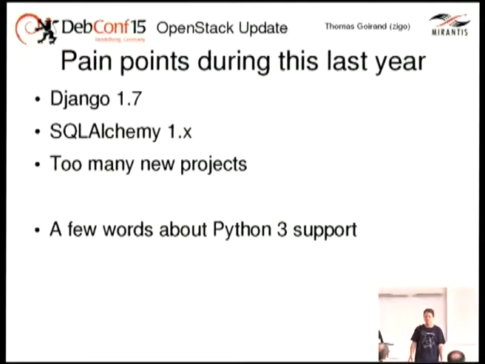So a few pain points that I had to face during this last year. Before the release of Jessie, Raphael upgraded Django to version 1.7, and this broke lots of things in Horizon. Though I'd like to, here in this room, tell everyone that Raphael has been really helpful and he helped me to fix nearly everything. So all this has been uploaded into the Horizon package, and then they benefit from all the Django 1.7 fixes. Another major pain point has been SQLAlchemy, which has been uploaded a few months ago.